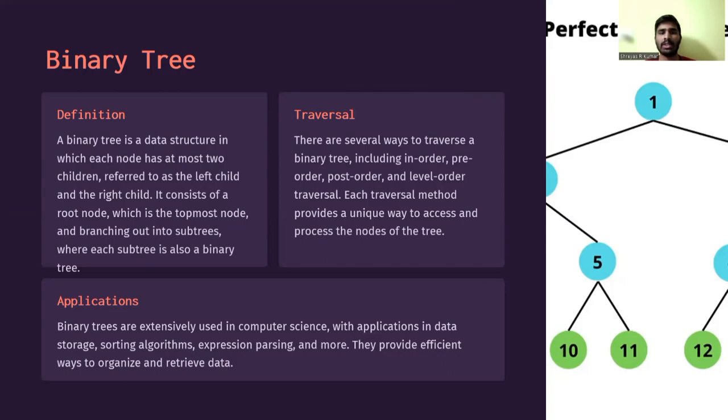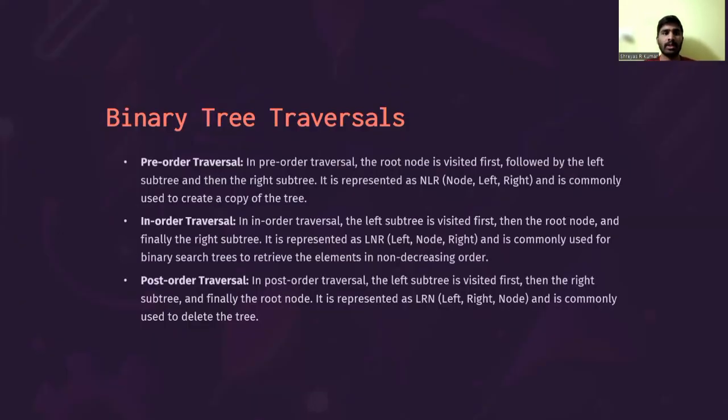There are several ways to traverse a binary tree, including in-order, pre-order, post-order, and level-order traversal. Each traversal method provides a unique way to access and process the nodes of the tree. What are the applications for binary tree? Binary trees are extensively used in computer science with applications in data storage, sorting algorithms, expression parsing, and more. They provide efficient ways to organize and retrieve data. Now let's see binary tree traversals in detail.